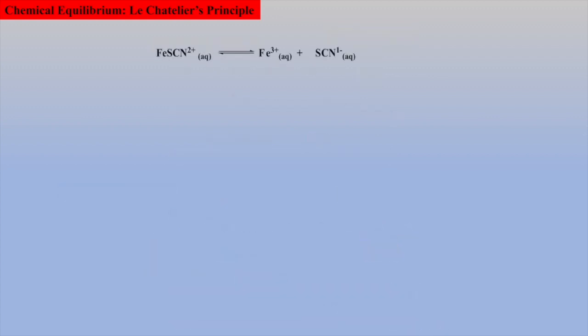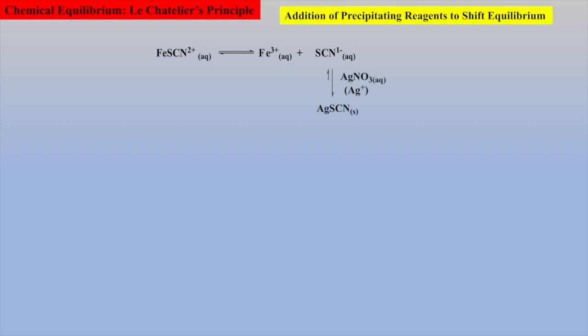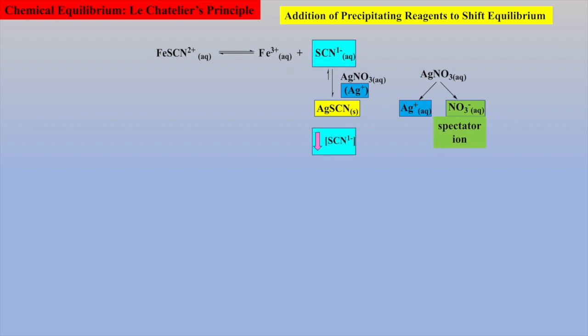So let's examine one more equilibrium where we add a precipitating reagent to shift the equilibrium. For example, for the following equilibrium, one could add a solution of silver nitrate, which is the source for silver ions, to precipitate the thiocyanate ion as solid silver thiocyanate. By removing the thiocyanate ion from this equilibrium, the equilibrium will shift to the right.